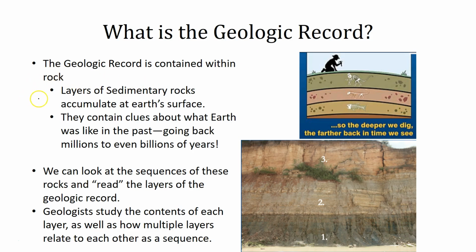Within this rock record, most of the rock that we are interested in is going to be sedimentary rock. Layers of sedimentary rocks accumulate in basically sheets at the surface of the earth, and these sedimentary rocks contain clues about what has happened on the surface of the earth in the past. The cool thing about our sedimentary rock record is that it goes back a really long time. We can go back billions of years in geologic history by looking at these layers of sedimentary rocks.